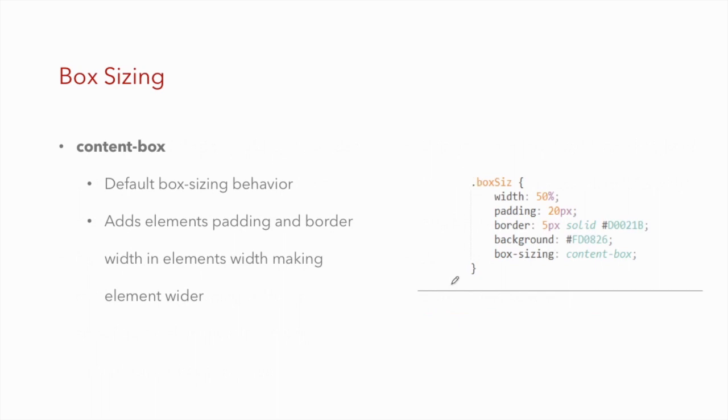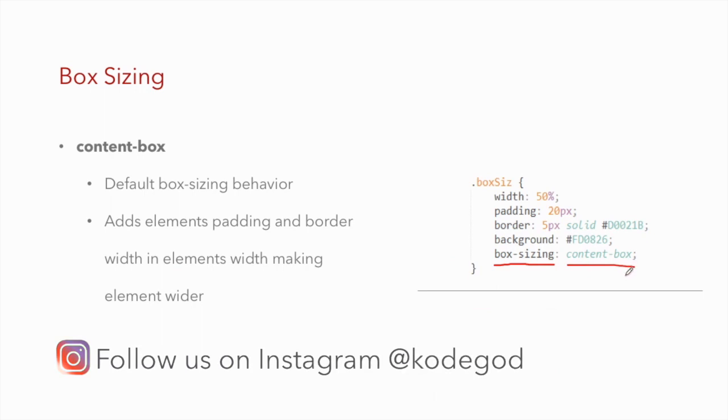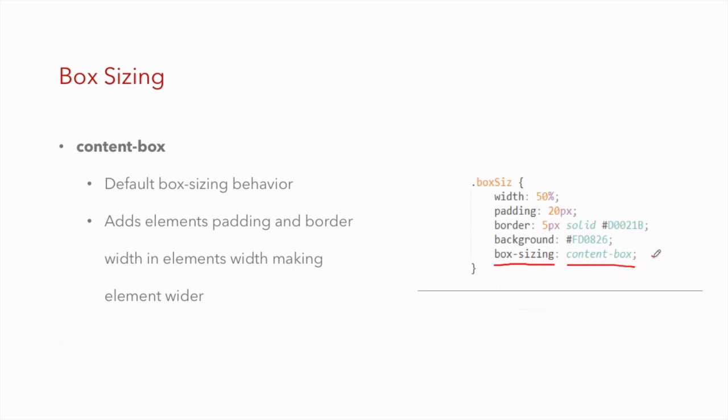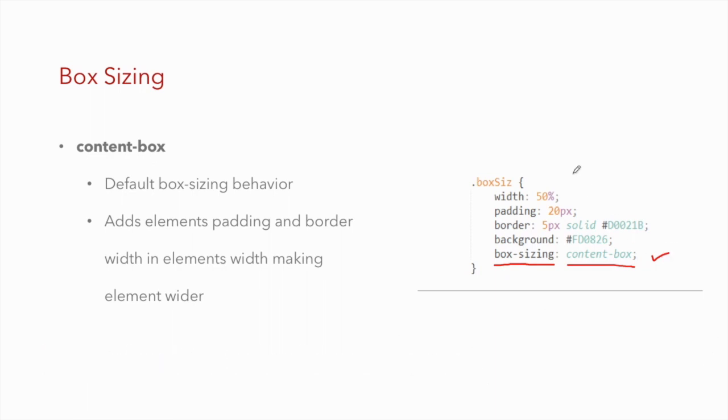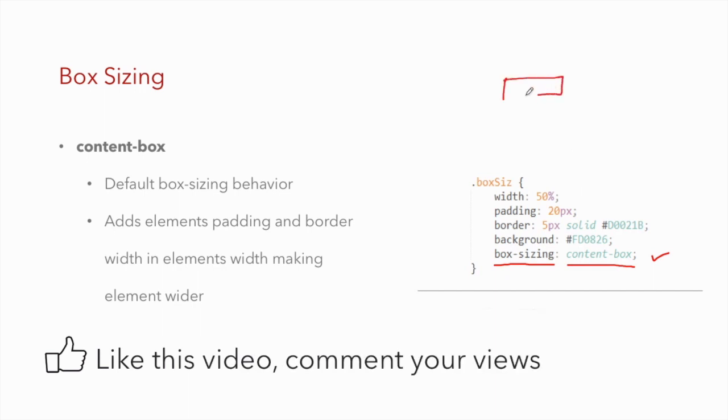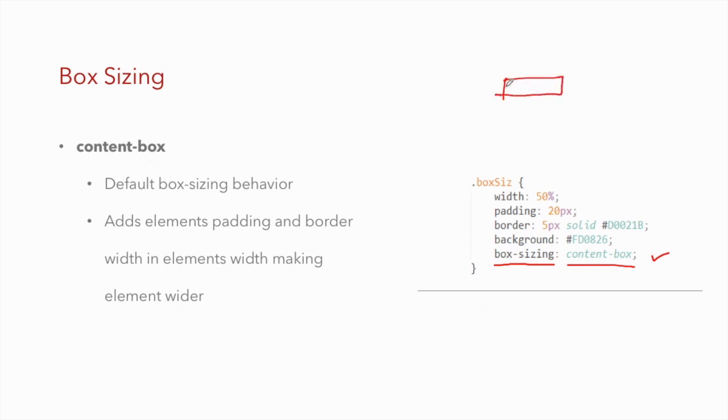So this is one example. You can notice that I have specified box-sizing as content-box. This is the default value, and this is the default behavior. It basically adds padding and border to the element's width, making the element wider. So if this is your box, and you want to add padding or border, it will be added outside the core CSS box, like this.